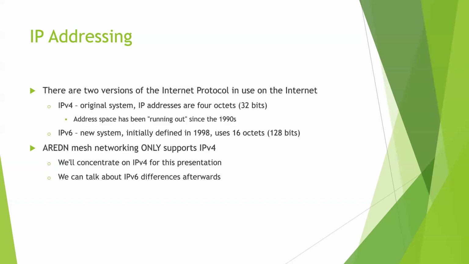That's why we have the domain naming system, so that you don't have to remember the IP addresses, right? I don't really talk about DNS in this presentation. I really should have put in a slide about DNS. We'll see if we can fit it in somewhere and we'll talk about it. So AREDN mesh networking only supports IPv4. It does not support v6. So we're going to concentrate on IPv4 for this presentation, but I do have a slide later where we talk about some IPv6 specifics. So when we get to that point, we'll dig back into IPv6. But for now, we're going to concentrate on IPv4.